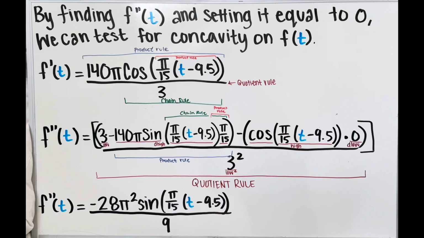By finding f double prime of t and setting it equal to 0, we can test for concavity on f of t. To start, we need to use the quotient rule. We did low, 3, times d high. To find d high, we need to use the chain rule, changing cosine to negative sine, keeping the insides the same, then multiplied it by the derivative of the insides, which requires us to use the product rule. We then subtracted our high times our low, which is simply 0, and divided the whole thing by low squared, which is 3 squared. Then we simplified to get f double prime of t.